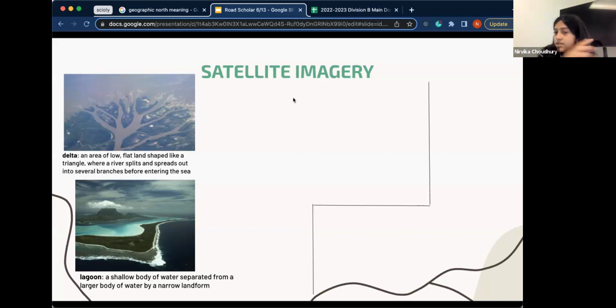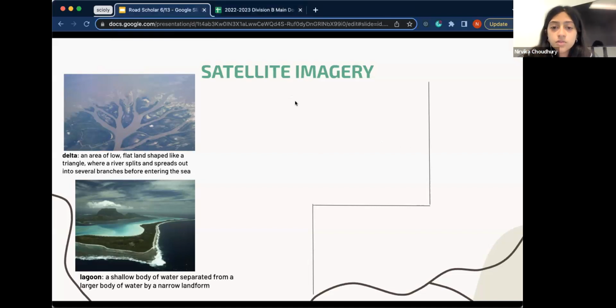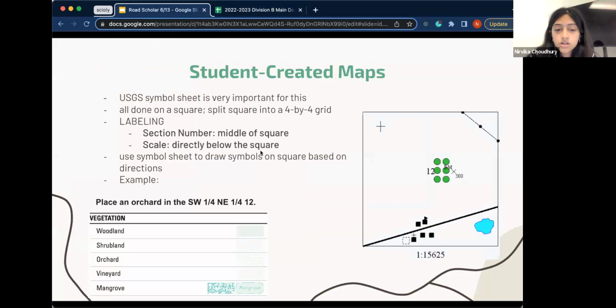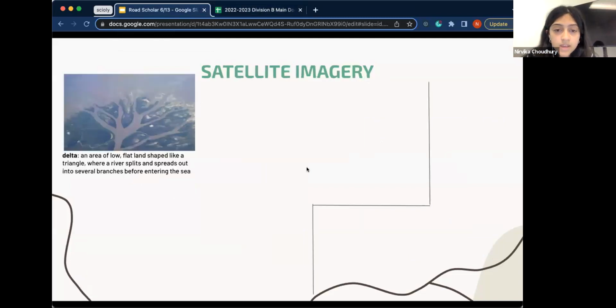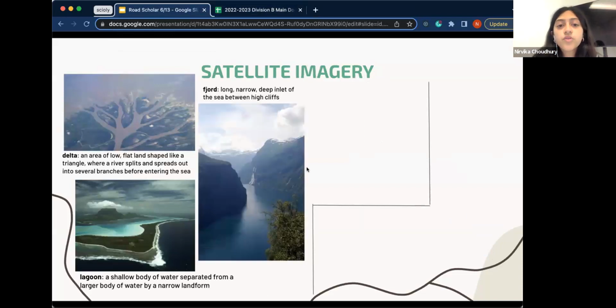To answer the chat, one fourth is basically like the quarter. Here I'll show you. So southwest quarter of northeast quarter. They're all gonna mean quarters. The quarter system. Okay. A fjord is a long, narrow, deep inlet to the sea between high cliffs. So here you see two high cliffs and then the water.